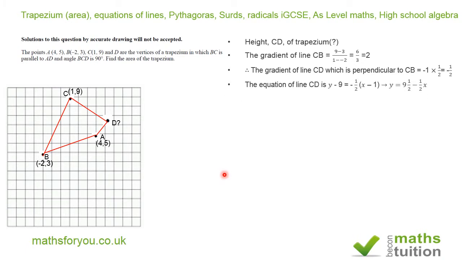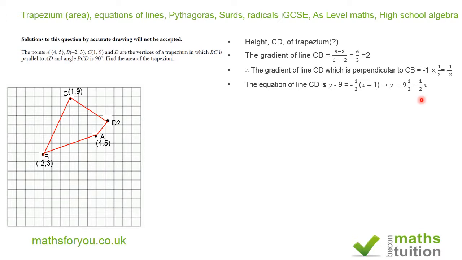Now, the equation of the line CD will then be y minus 9, because CB and CD share the common point C. So the equation of the line CD is y minus 9 is equal to minus a half, being the gradient of the line CD, times x minus 1. And when we simplify, we end up with y is equal to 9.5 minus a half x. That is the equation of the line CD.